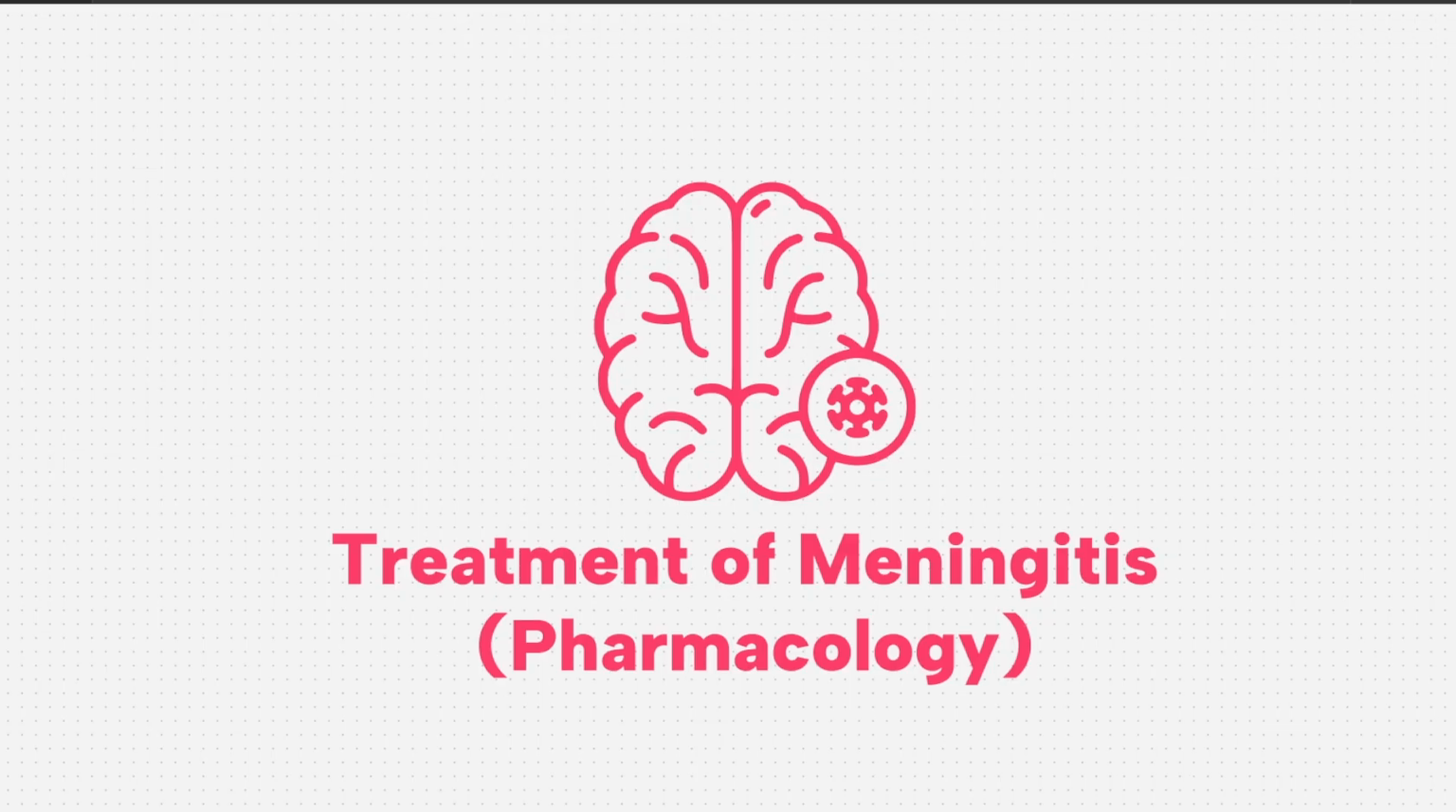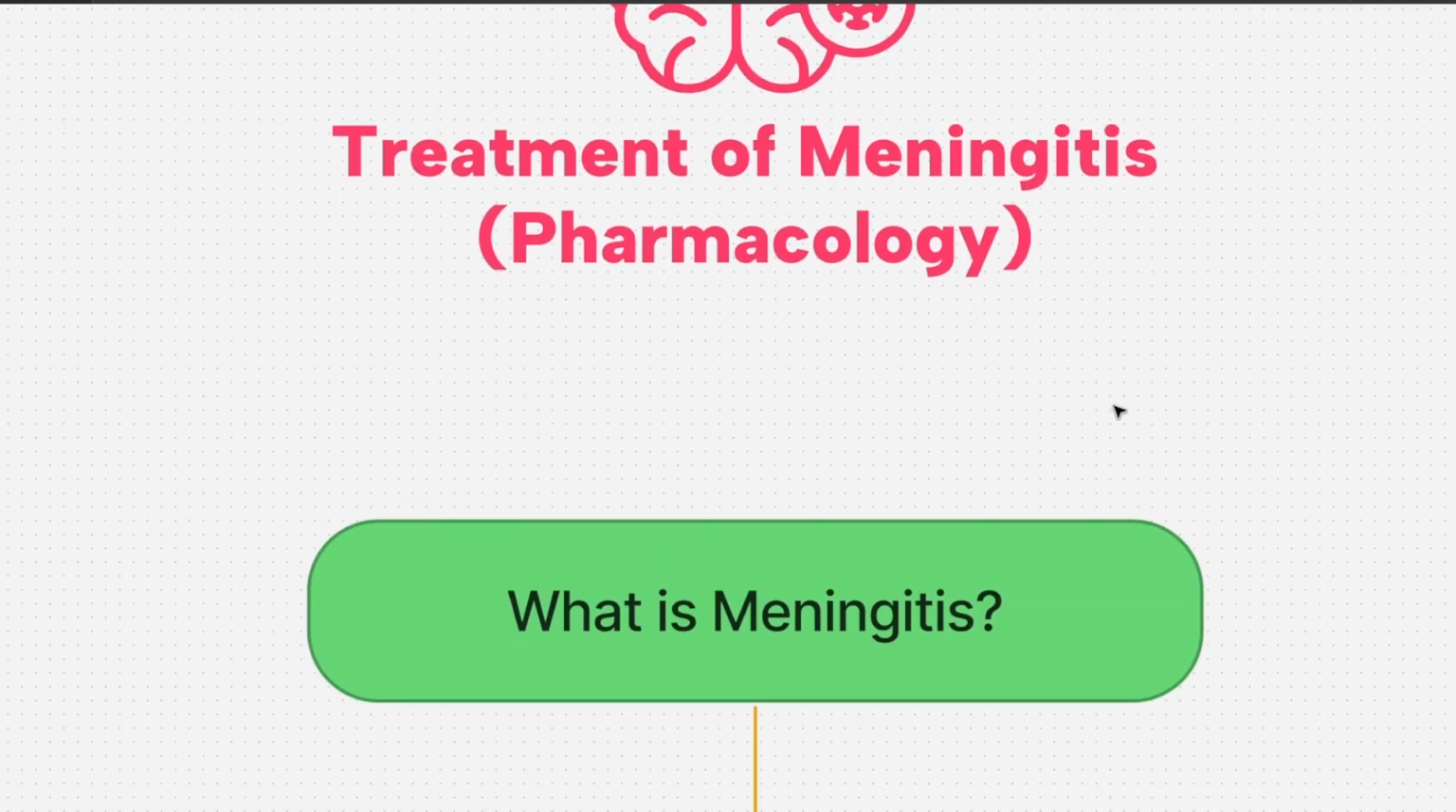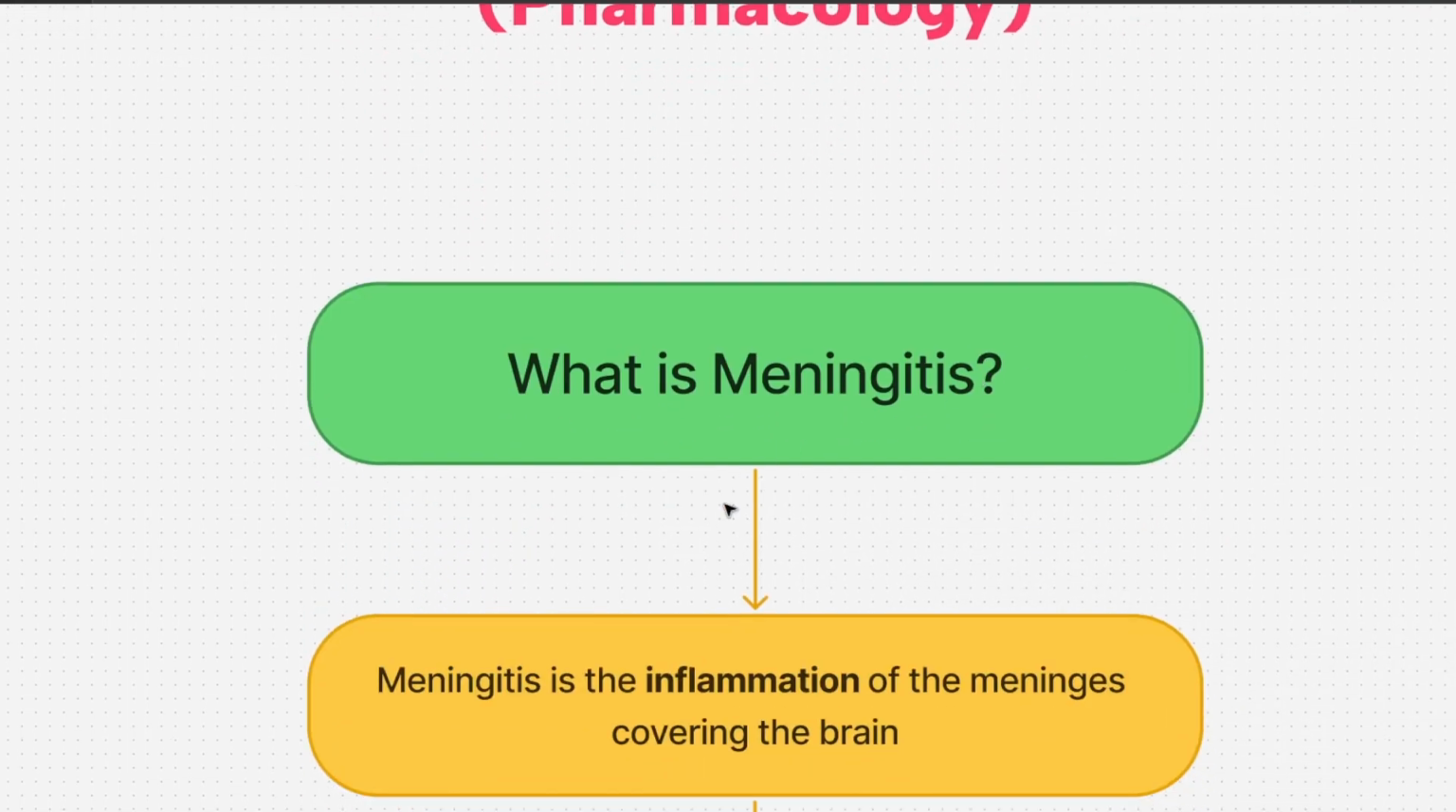So let's start. Okay, so first of all, what is meningitis? Meningitis is the inflammation of the meninges covering the brain. So when we see the suffix itis, this usually indicates inflammation. And meningitis means the meninges are inflamed. Now, the meninges are three layers that cover the brain and spinal cord, but in this case, we're specifically talking about the coverings of the brain, not the spinal cord.